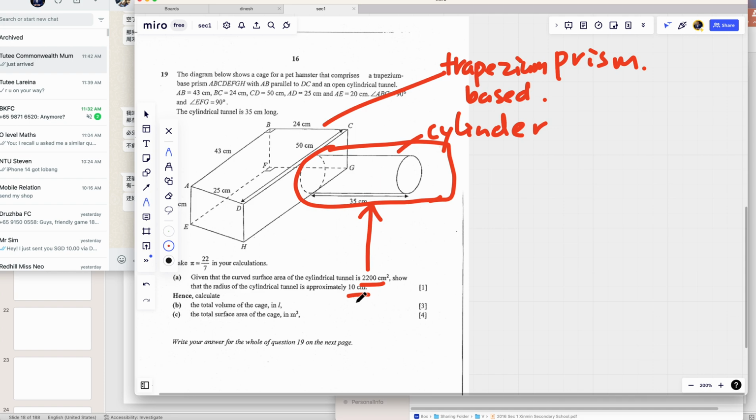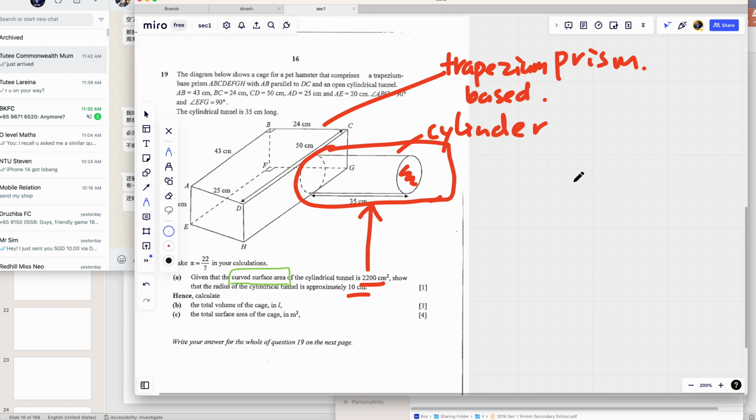So you have 2 pi r times this, 35 is equal to this, and this is equal to 10. So what you have done is, do you include this circle? Yes, because it's a part of the surface area. Hold on, what did you say? It's the curved surface area. So do you include the circle? No.